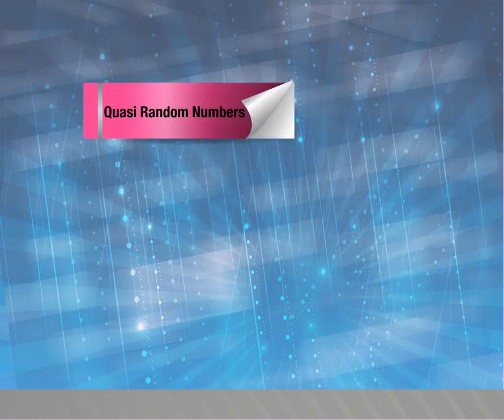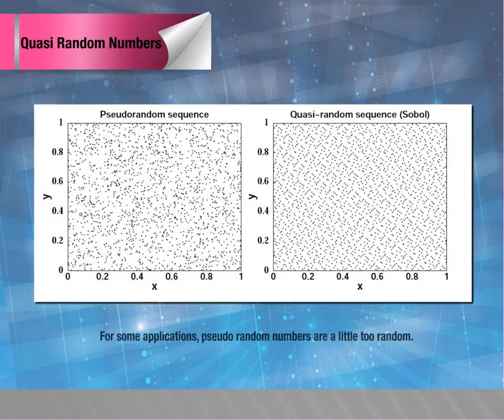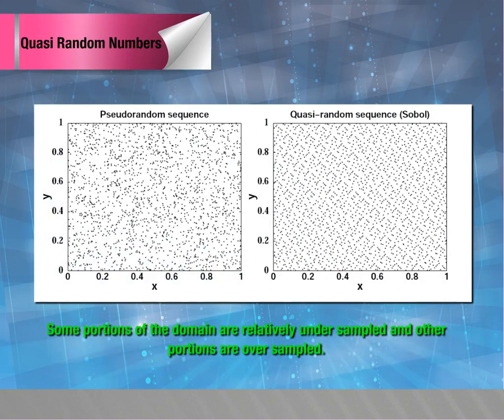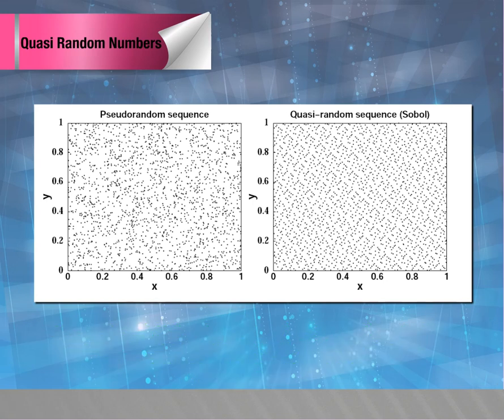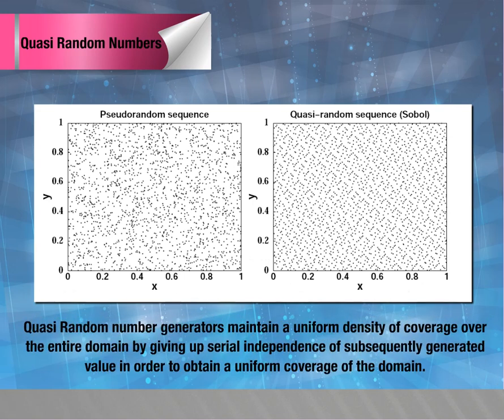Quasi-random numbers. For some applications, pseudo-random numbers are a little too random. Some portions of the domain are relatively undersampled and other portions are oversampled. Quasi-random number generators maintain a uniform density of coverage over the entire domain by giving up serial independence of subsequently generated values in order to obtain a uniform coverage of the domain.